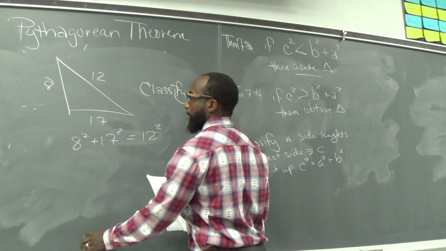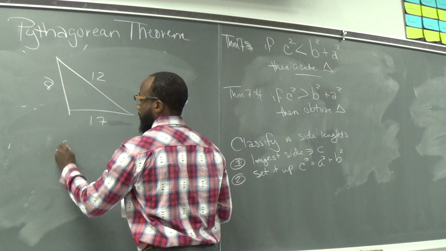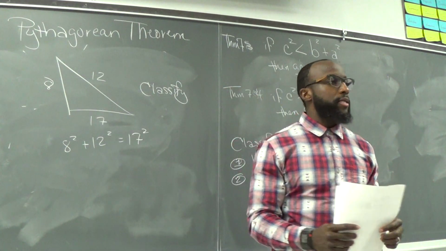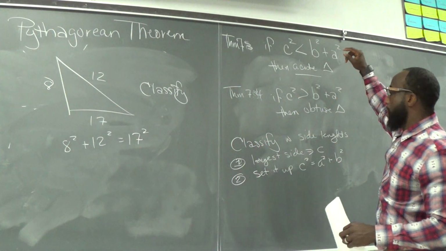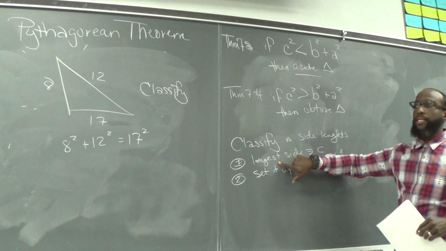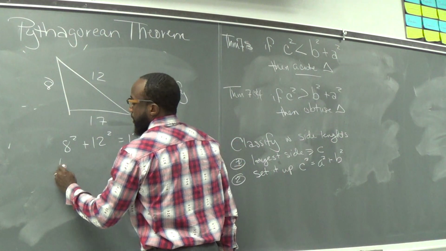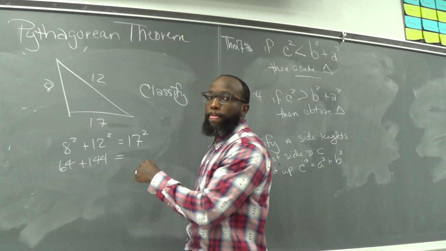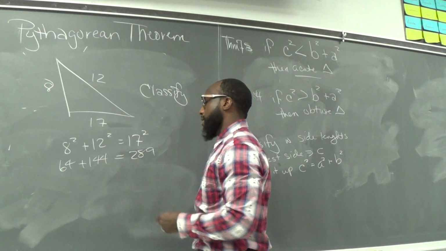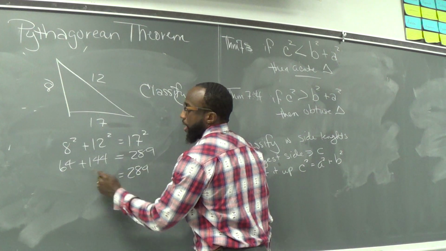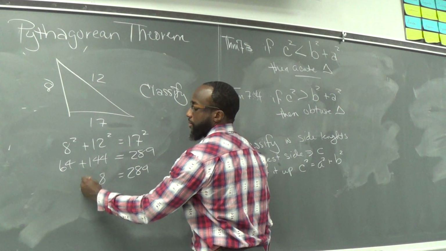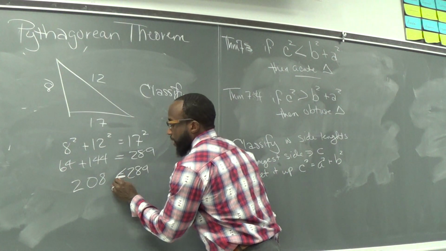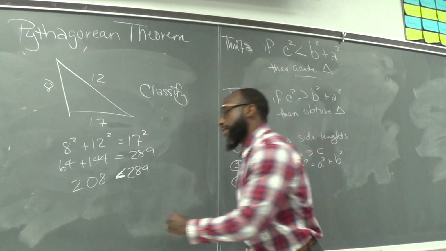It should be a squared plus 12 squared equals 17 squared, because 17 is the longest side. Remember, the longest side is always c. So let's do that. 64 plus 144 equals 208, and 17 squared is 289. So which number is bigger? c is bigger. Since c is bigger, what kind of triangle is this? Obtuse. Very good. This is an obtuse triangle.